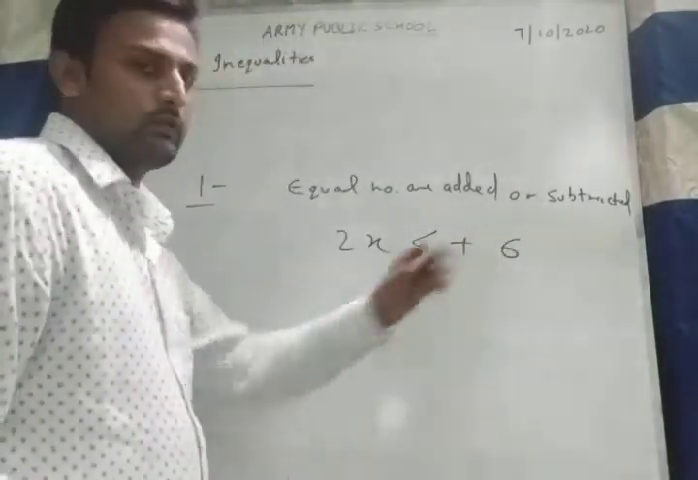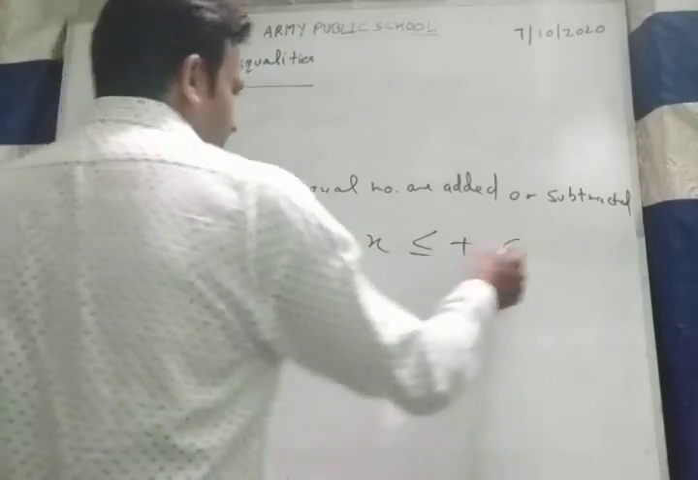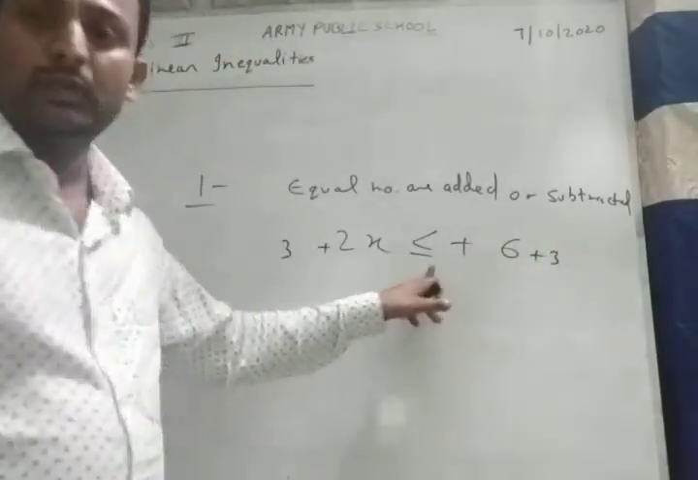Suppose this is the inequality. We can add 3 to both sides, and no sign will be changed.